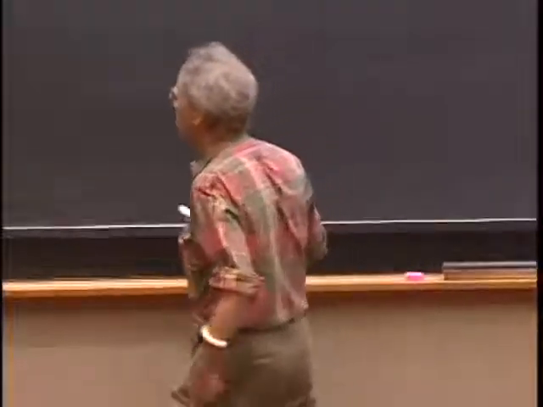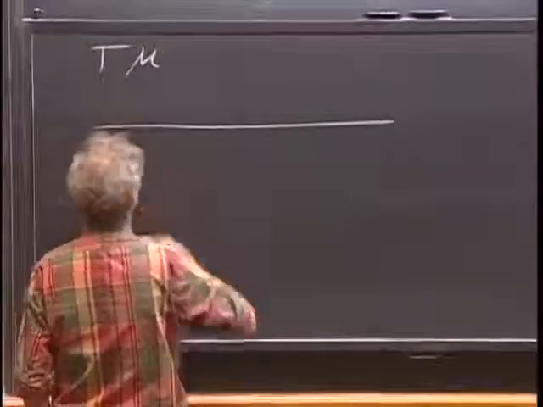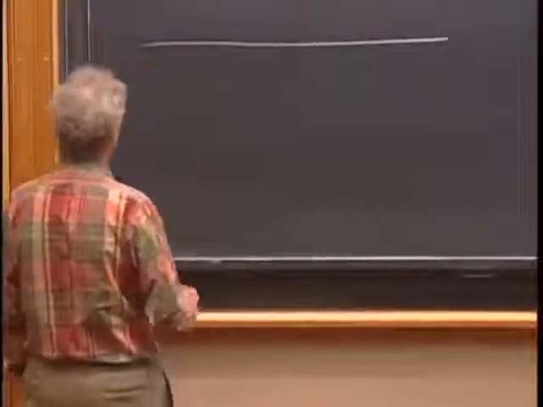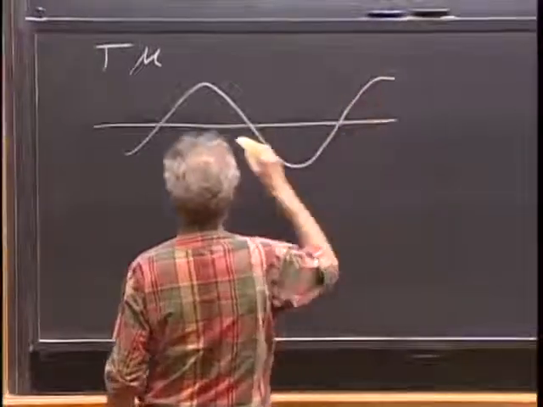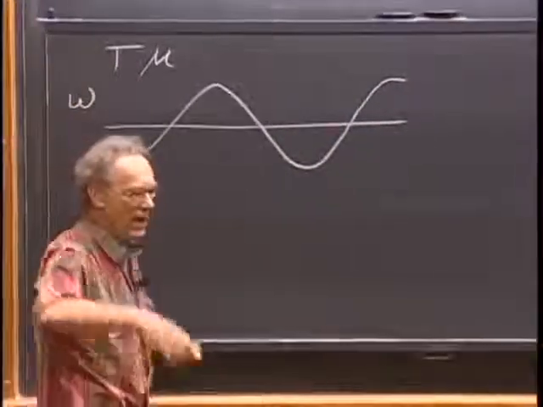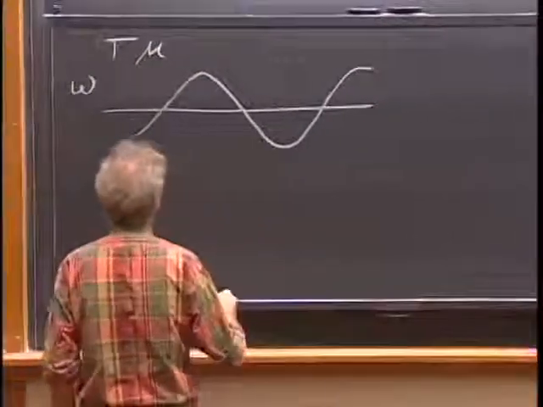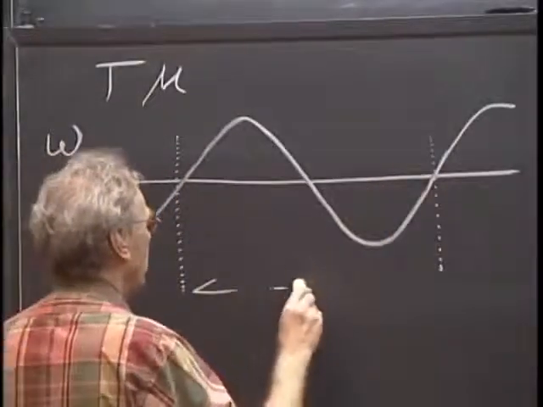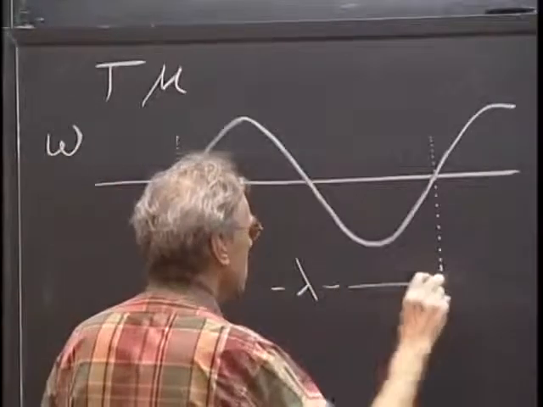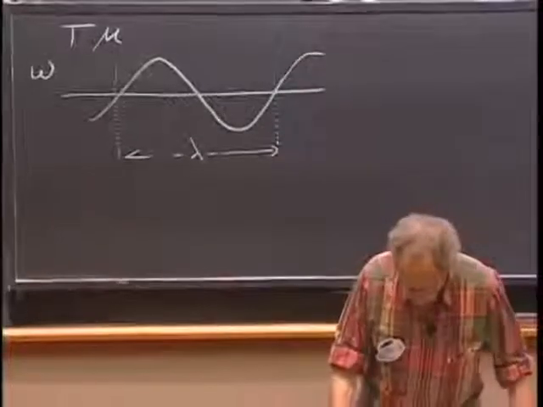So imagine that I have a string here, and the tension is T, and the mass per unit length is mu. And I wiggle one side, and I generate in there a wave. I move this up and down with angular frequency omega, and I do that with an amplitude A. I will then generate waves whereby this is what we call in physics the wavelength. That is the distance that the disturbance travels in one oscillation time.